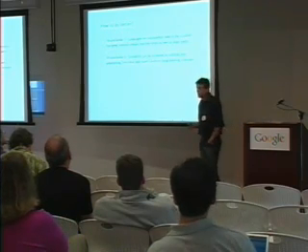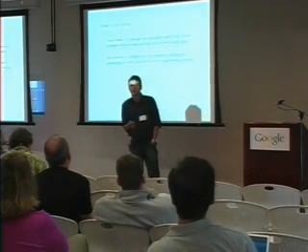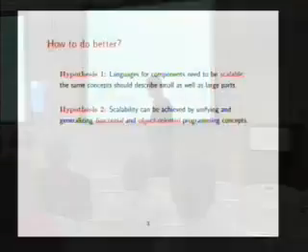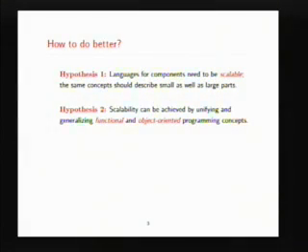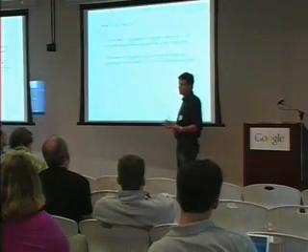So the question is how to do better, how to improve on the state of the art. And we started our work on two hypotheses. The first one is that languages used for components obviously need to be scalable. That means you should have a common set of concepts in which you can describe small parts as well as very, very large parts.